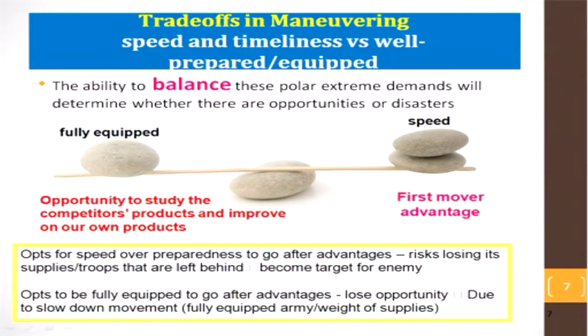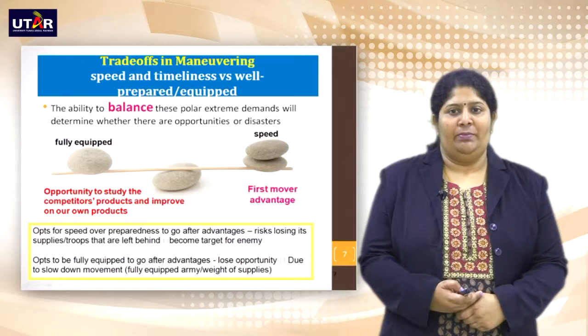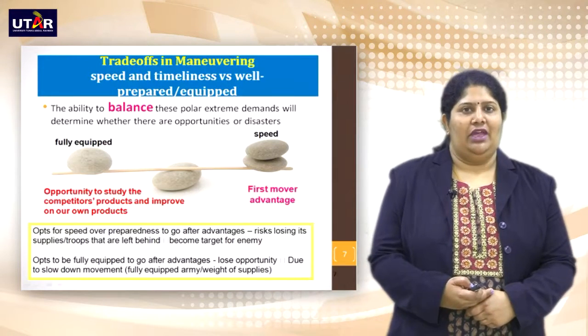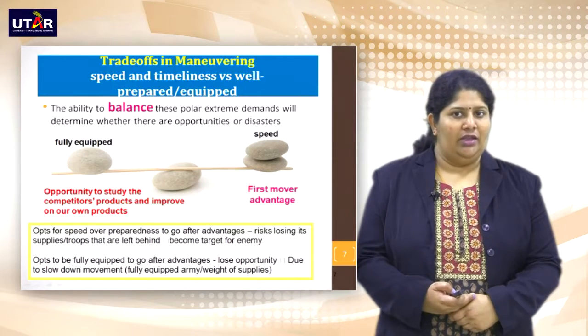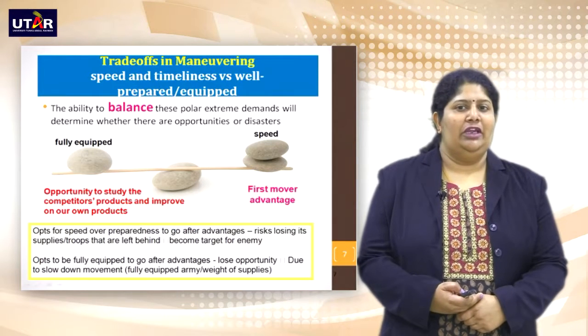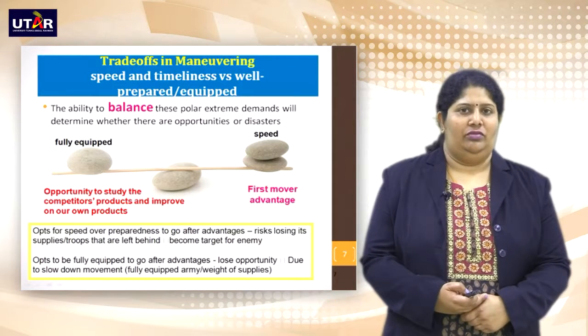Speed and timeliness versus being well prepared and equipped determine whether maneuvering gives advantages or disaster. If the troops opt for speed over preparedness to go after advantages, there is the risk of losing supplies or troops that are left behind, because they will become a target for the enemy. If the troops opt to be fully equipped to go after advantages, then you may lose opportunities. Why? Because once you are fully equipped, it will slow you down in terms of movement.